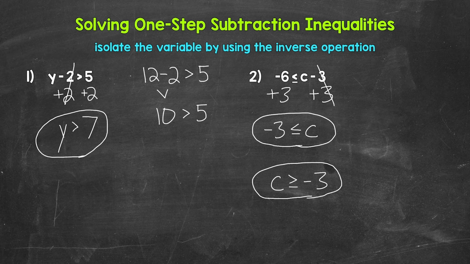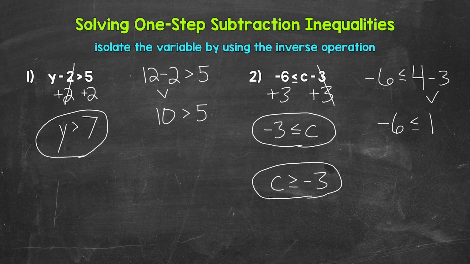Let's try 4. So we will plug in 4 for c. So we have 4 minus 3. 4 minus 3 gives us 1. And -6 is less than or equal to 1, so that does work. Our answer for number 2, c is greater than or equal to -3. So c can be any value greater than or equal to -3.